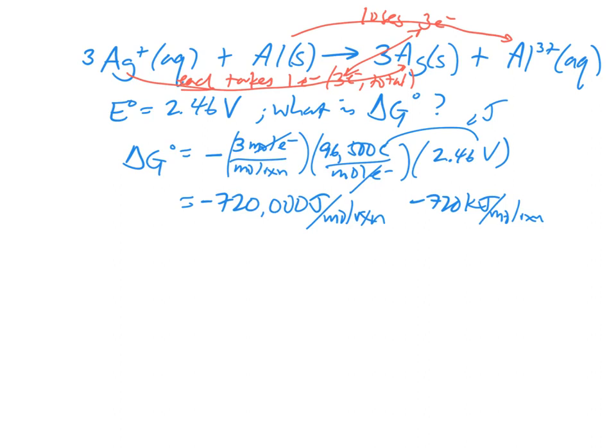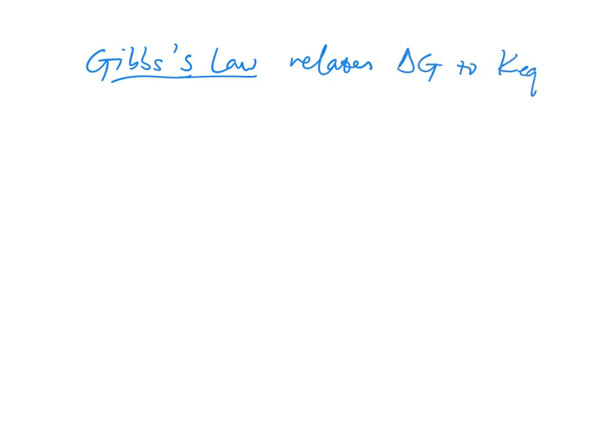So let's move on to Gibbs Law, or Gibbs's Law, depending on how you pronounce it. I'm not really sure. So this is the confusion. So is it Gibbs Law or is it Gibbs's Law? Depending on whether you pronounce it, I think, is the determination of whether to add the apostrophe S for a name like this. So Gibbs's Law relates delta G to the equilibrium constant, K eq.